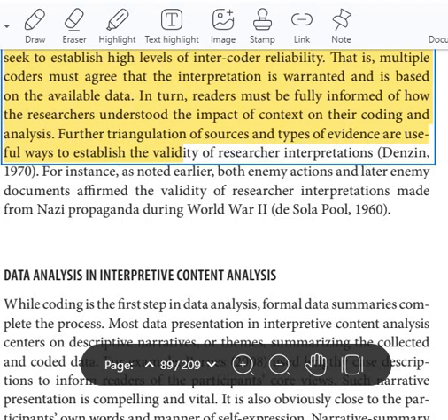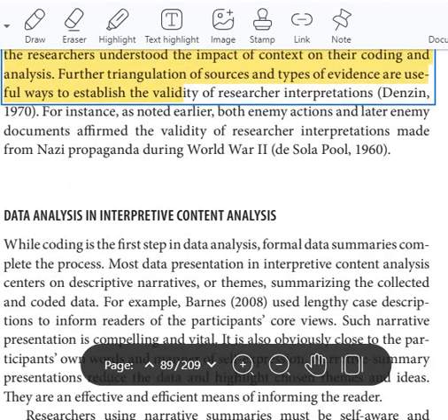What about data analysis and interpretive content analysis? Here, what we should focus on is that in interpretive content analysis, we're mainly focusing on the themes.